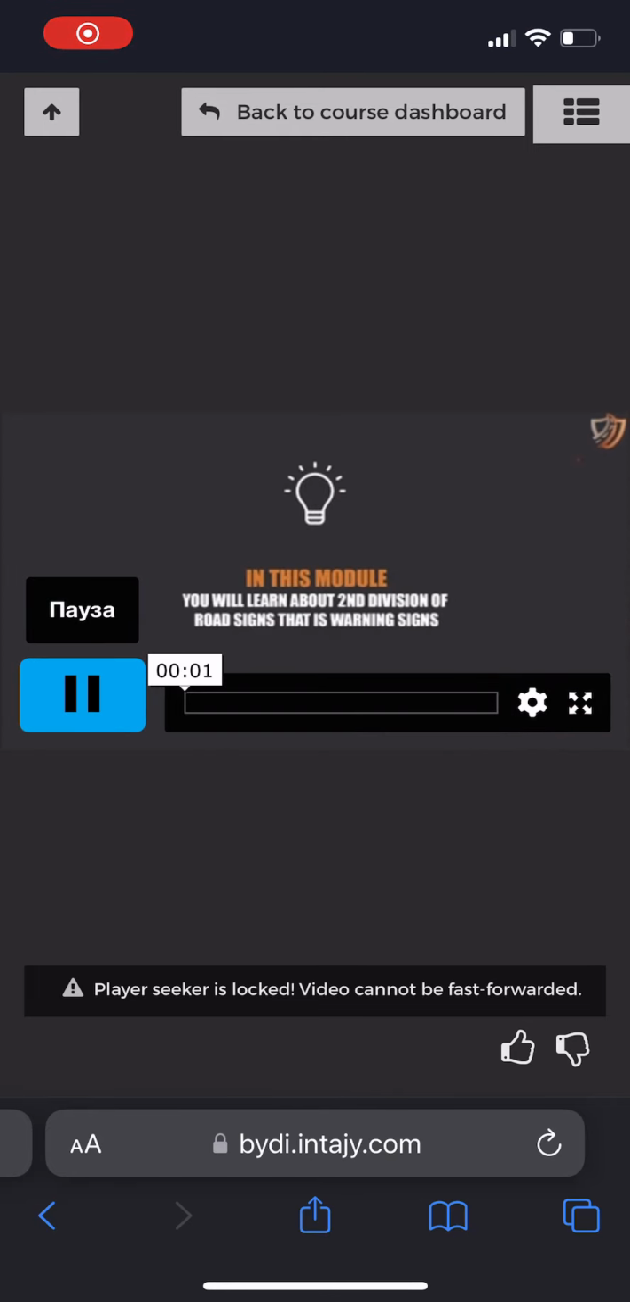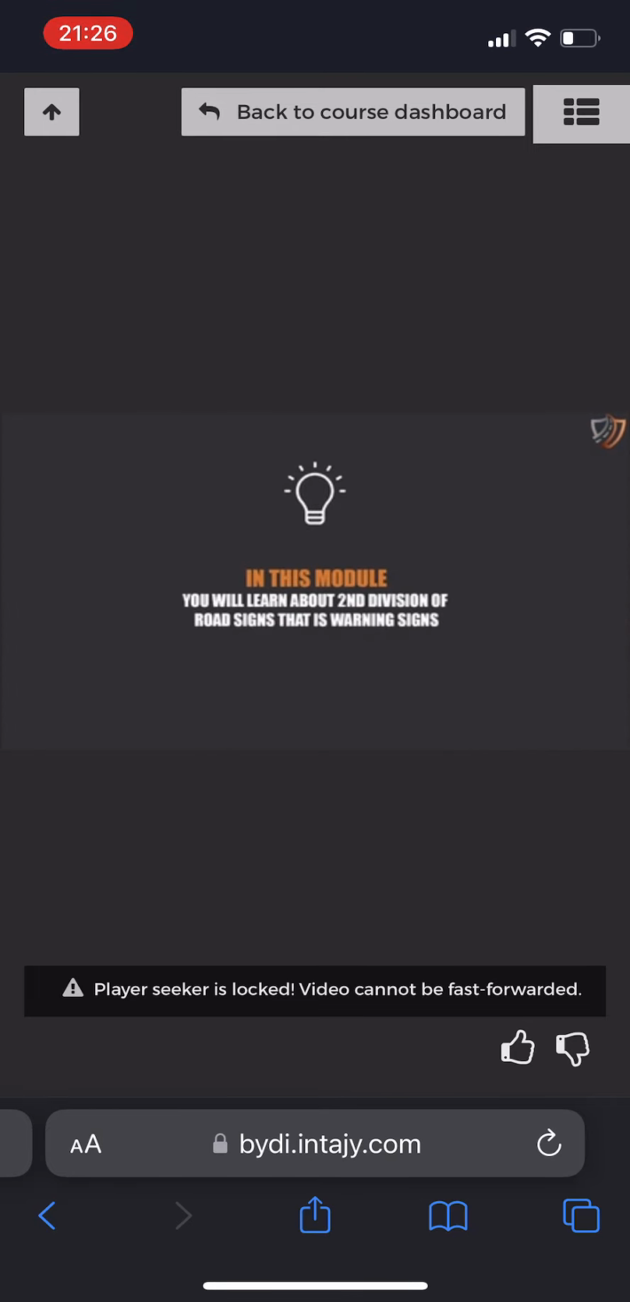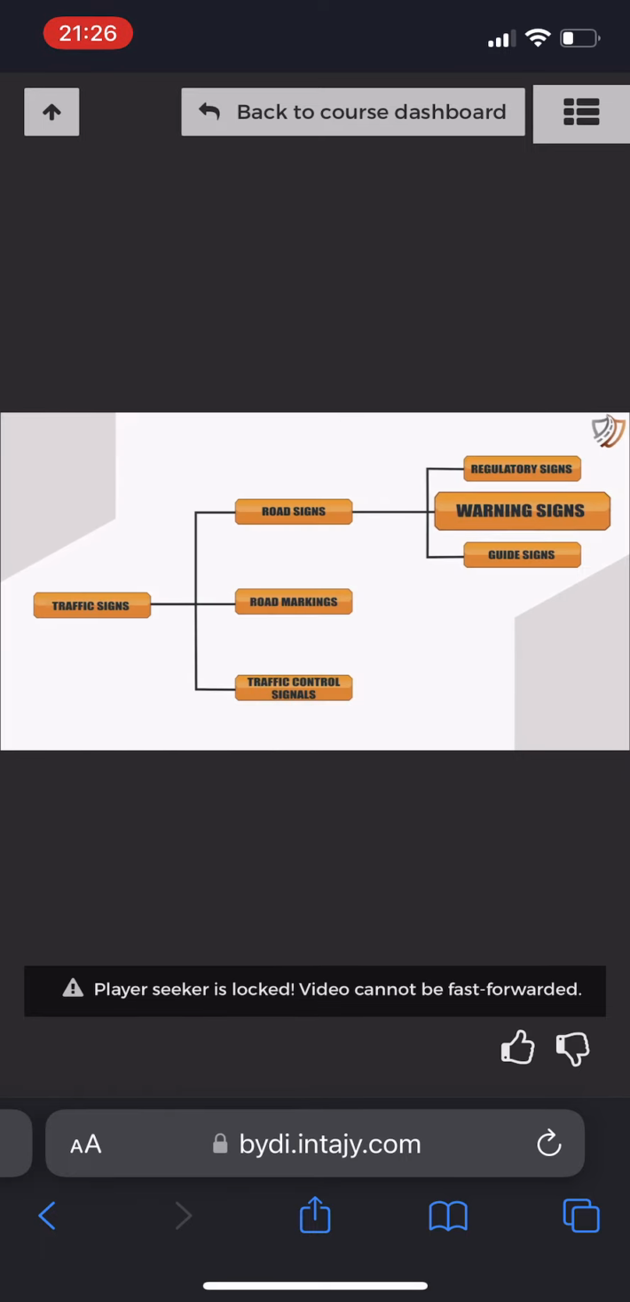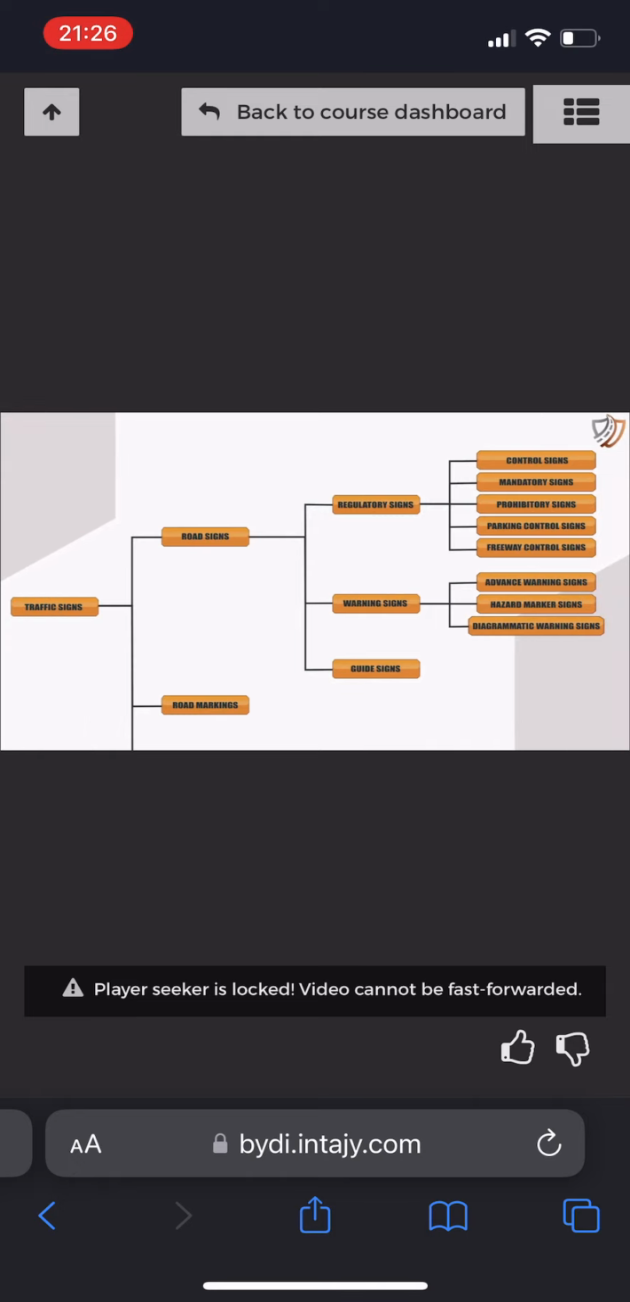In this module, you will learn about the second division of road signs, that is, warning signs. These are the signs that warn the road users about hazards or potential hazards ahead. There are three types of warning signs. They are advance warning signs, hazard marker signs, and diagrammatic warning signs.